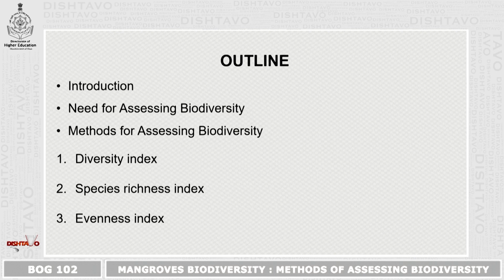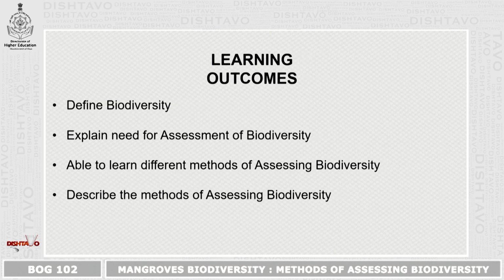The outline of this module: this module will help us to introduce what is biodiversity, what is mangrove biodiversity. It will help us to know the need of assessing biodiversity, methods of assessing biodiversity, which will include the diversity index, species richness index, and evenness index. The learning outcomes of this module will help us to define what is biodiversity, explain the need of assessment of biodiversity, learn different methods of assessing biodiversity, and describe the method of assessing biodiversity. So let's start.